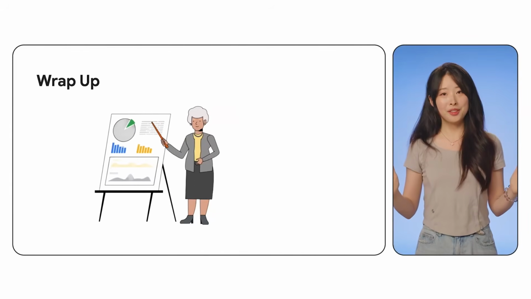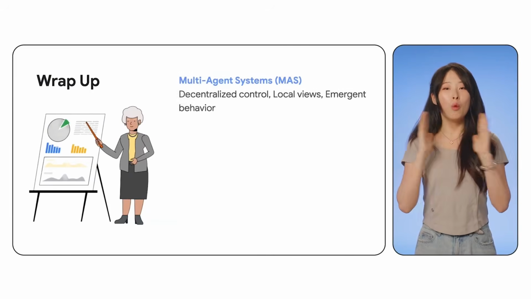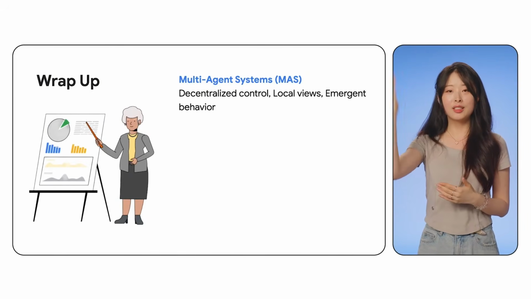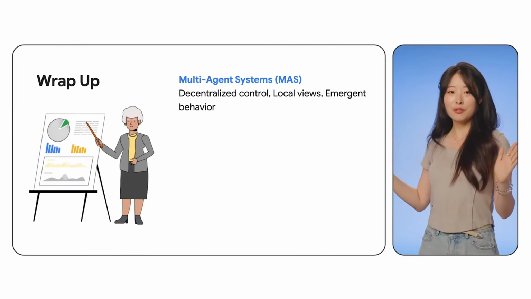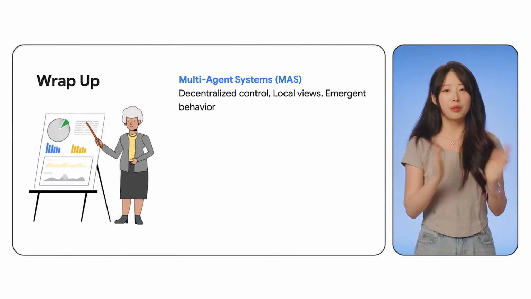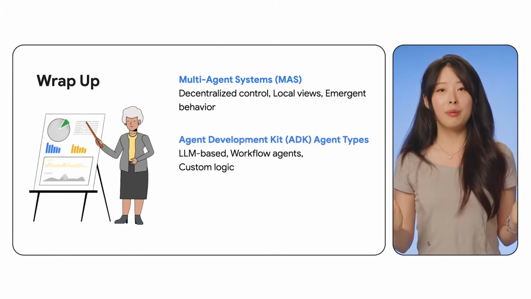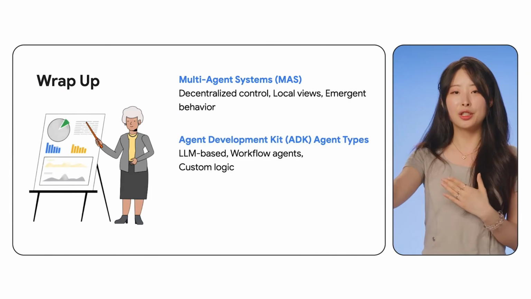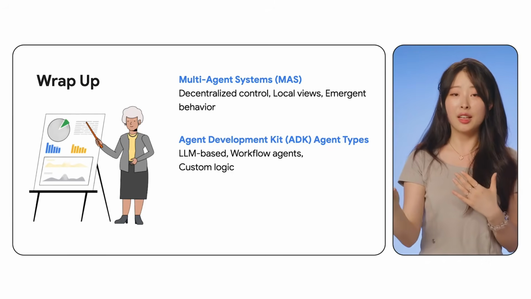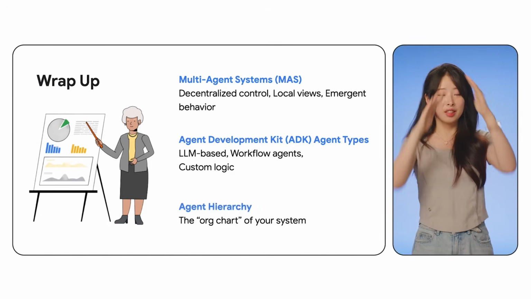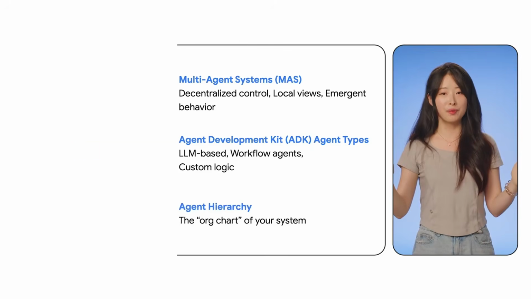Alright, let's wrap up today's episode. We talked about what exactly a multi-agent system is. They are decentralized, each agent only has a local view, and complex behavior emerges globally. We also talked about ADK support with 3 categories: LLM agent, workflow agent, and custom agent. And lastly, we covered agent hierarchy, the org chart of your system.